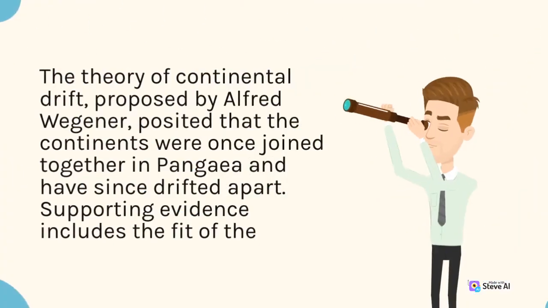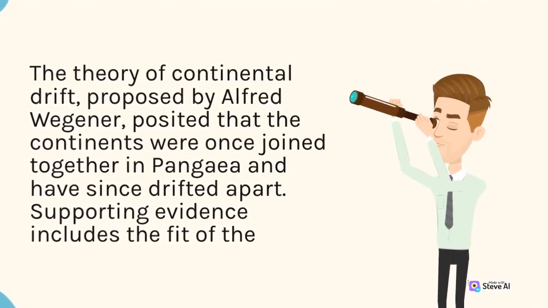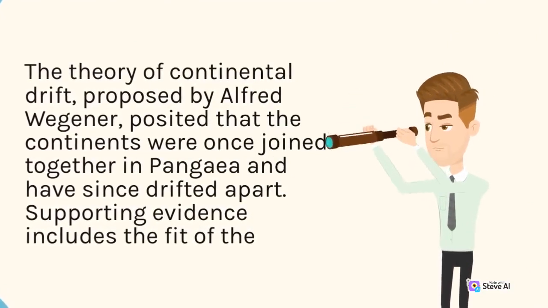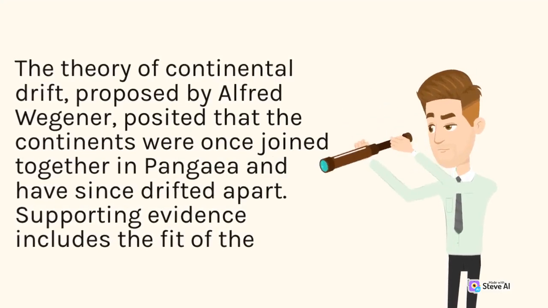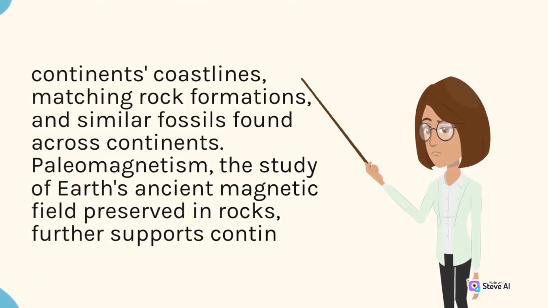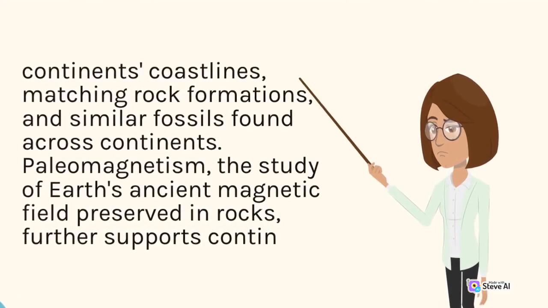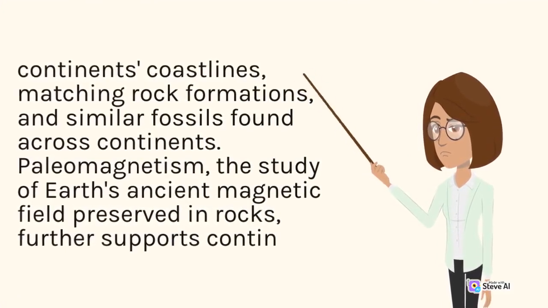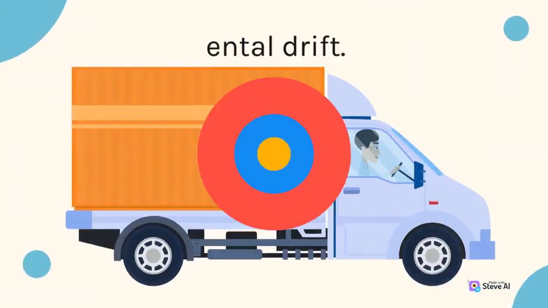The theory of continental drift, proposed by Alfred Wegener, posited that the continents were once joined together in Pangaea and have since drifted apart. Supporting evidence includes the fit of the continents' coastlines, matching rock formations, and similar fossils found across continents. Paleomagnetism, the study of Earth's ancient magnetic field preserved in rocks, further supports continental drift.